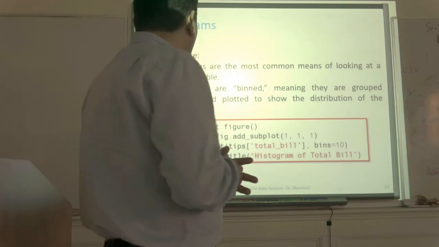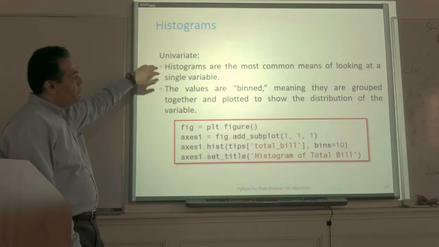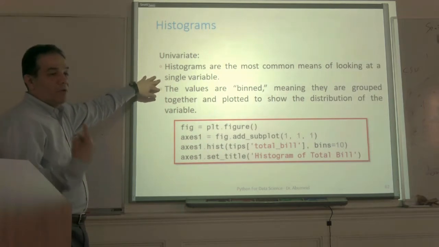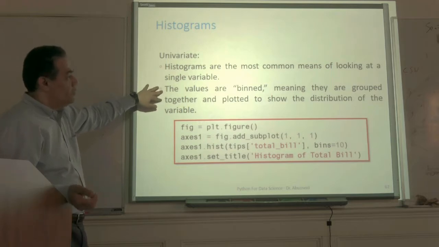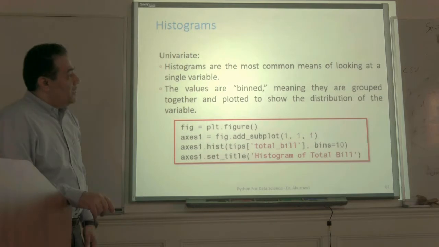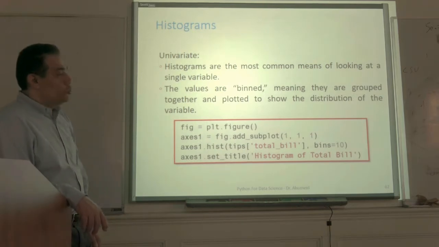Histogram. So histogram, it's a univariate. Histograms are the most common means of looking at a single variable. The values are binned. You create bins, meaning they are grouped together and plotted to show the distribution of the variable.